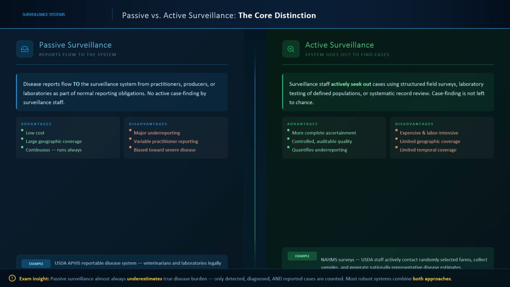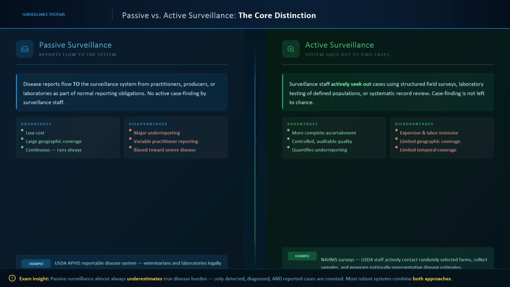Active surveillance is preferred when sensitivity is critical, specifically in eradication programs such as brucellosis, for rare, high consequence diseases like BSE or FMD, or when establishing true prevalence for a naive population. Expect at least one question asking you to choose between passive and active given a specific scenario and justify your reasoning. Passive and active are the two big categories, but they're only the start.